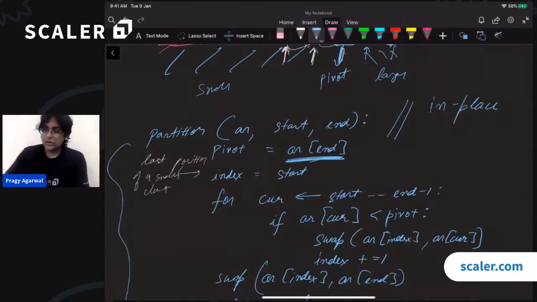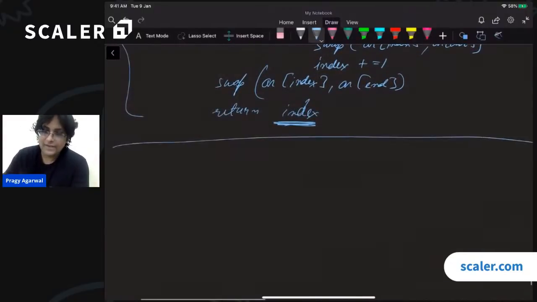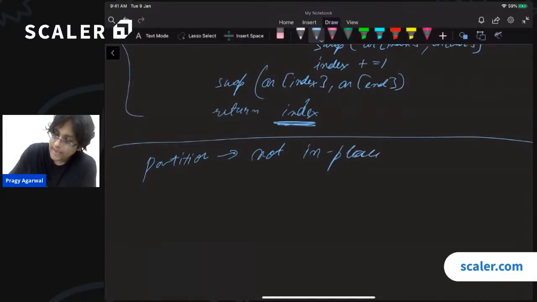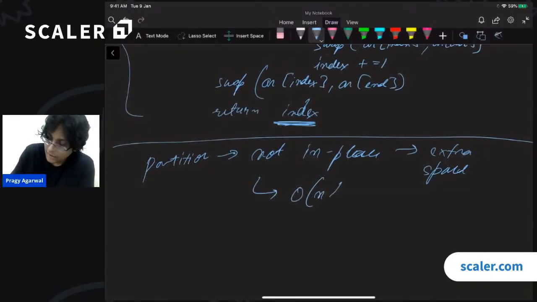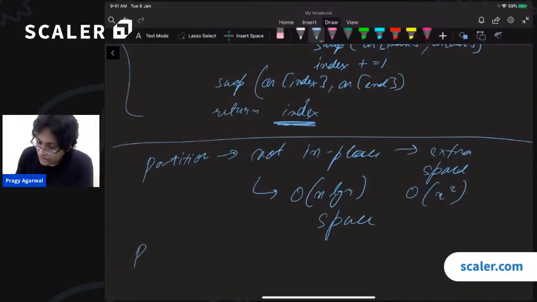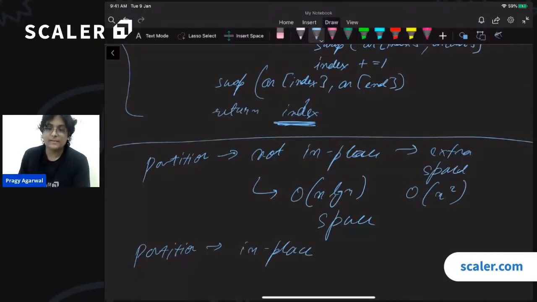Okay. So if I have this, then what is the time complexity? Earlier, my partition algorithm was not in place. It was allocating extra space, right? And the time complexity and the space complexities were order of n log n and order of n square. This was the space complexities in the good and bad case. Now that my partition algorithm is in place, it does not use any extra space. Now, what do you think the space complexity will be?